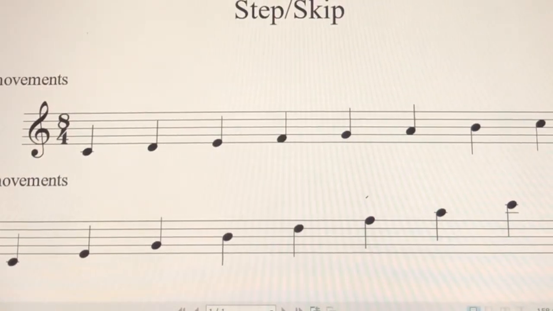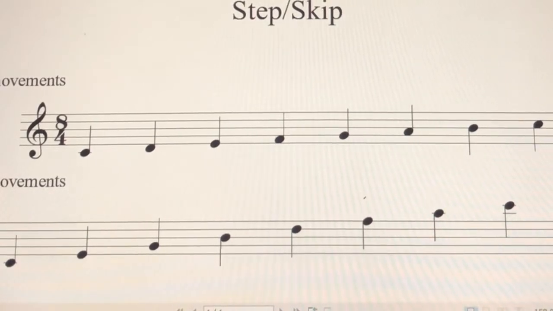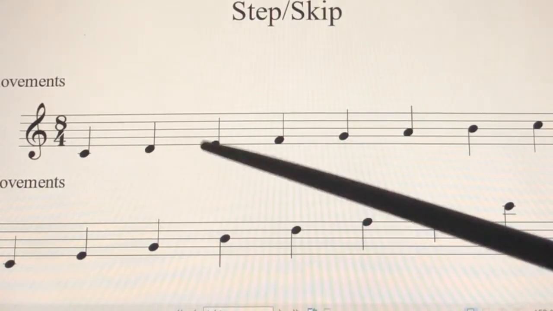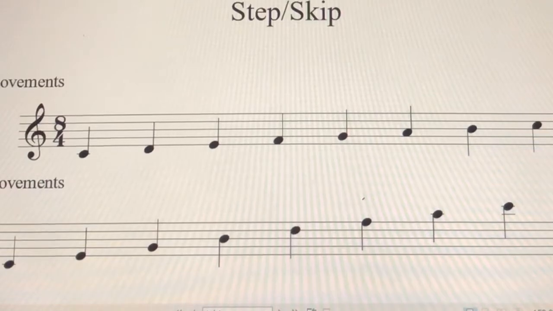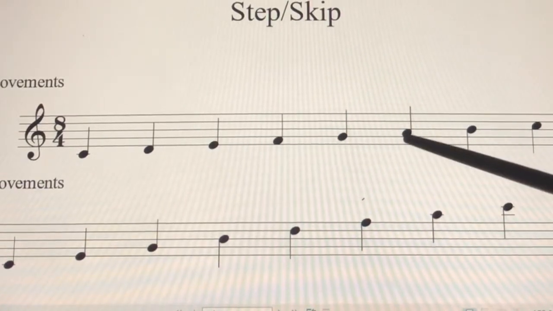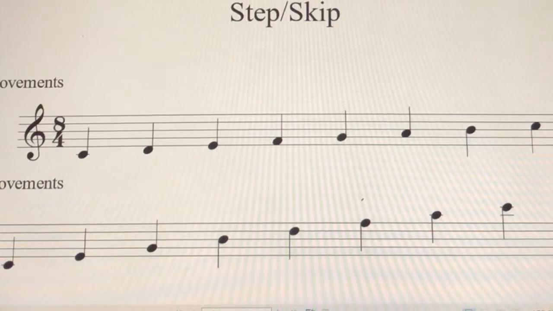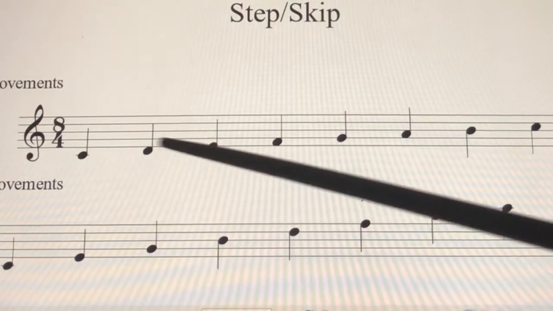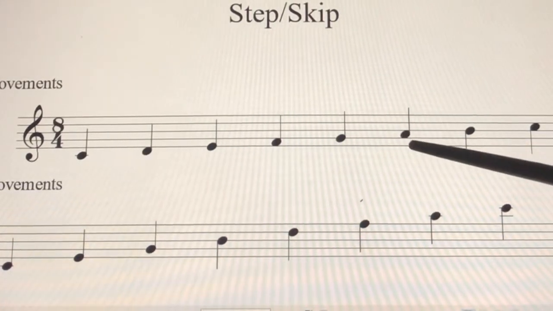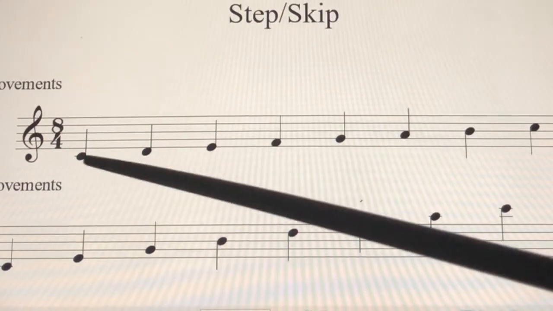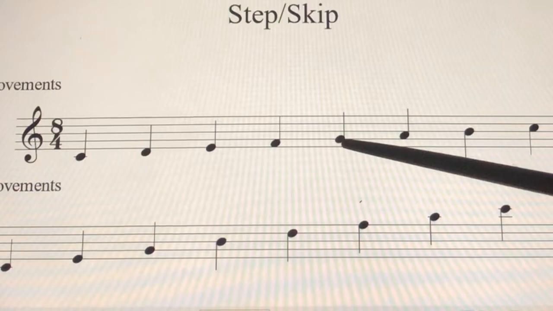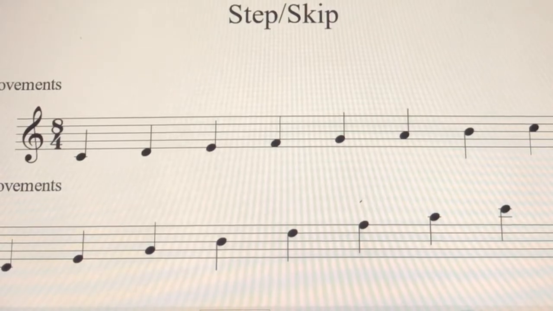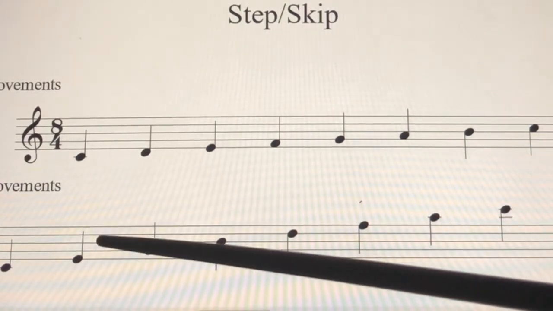I'd like to explain about step and skip note movement. First, the notes on the lines are called line notes. The notes on the spaces are called space notes. When you see step note movement, you see line, space, line, space, line, space notes. C, D, E, F, G, or F, E, D, E, F. They are located next to each other.